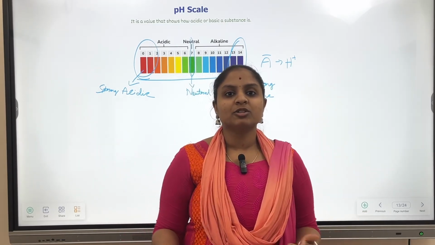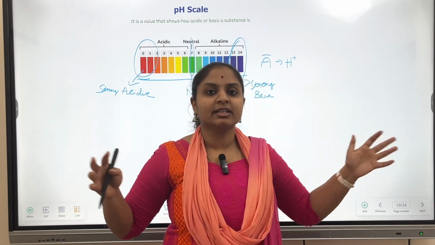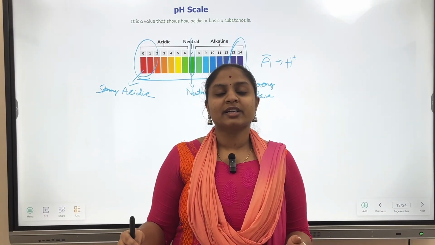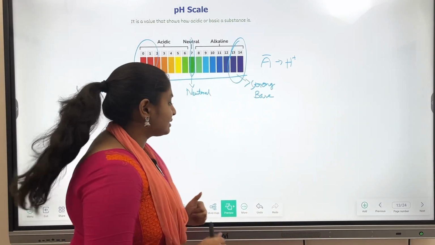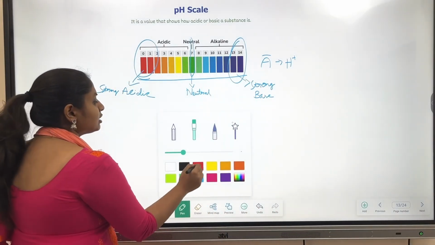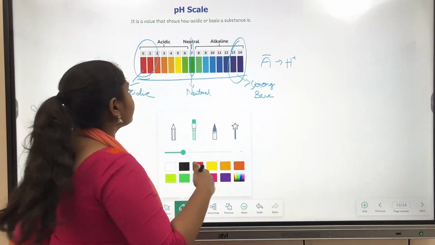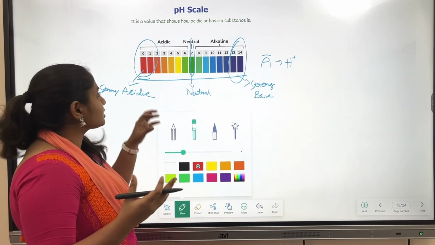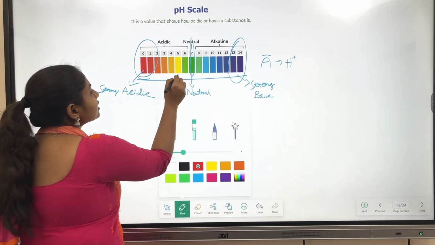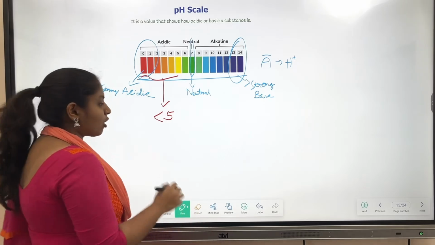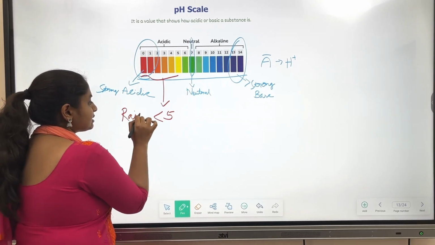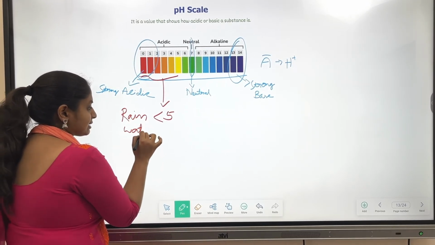Due to pollution, acid rain is happening, and it is very dangerous to aquatic life. We have heard this news a lot of times. What is happening in acid rain is that the rainwater will have some chemicals which are acidic in nature. Its pH will be less than 5. So rainwater which has pH less than 5, we call it acid rain.